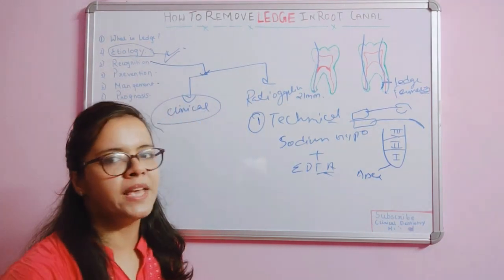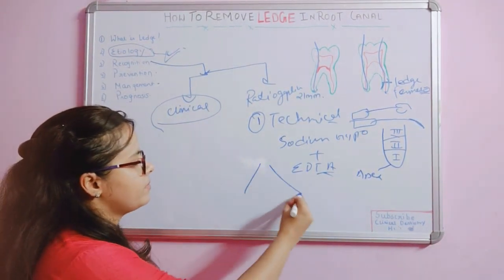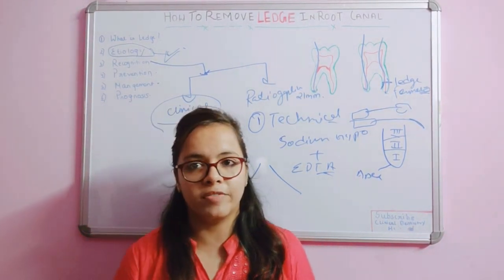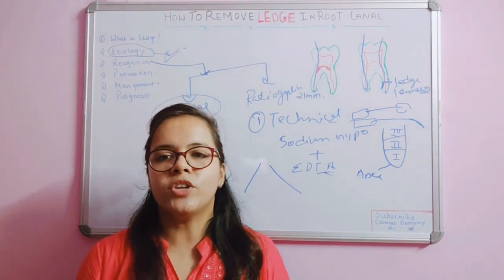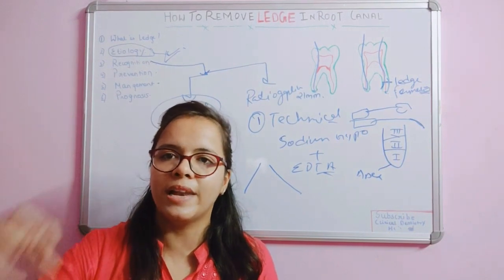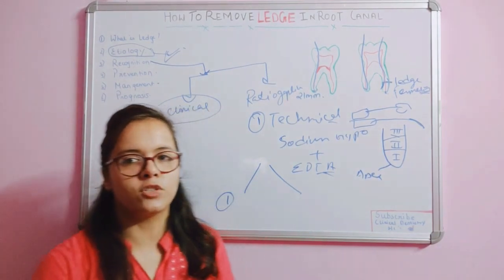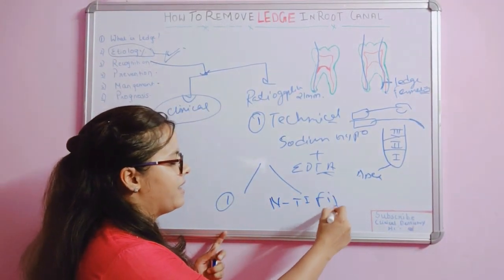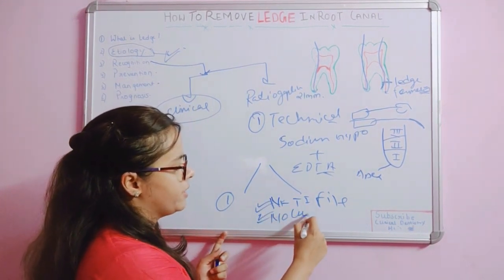When you use this pre-curve file, basically what two conditions can be seen? First is that you will have a similar curvature of the canal which you already have right now, and the second is when you try to force a large size file in the canal, it just leads to the ledge formation over there only. So what you have to just prevent this. So best is to use the NiTi files with non-cutting tips.